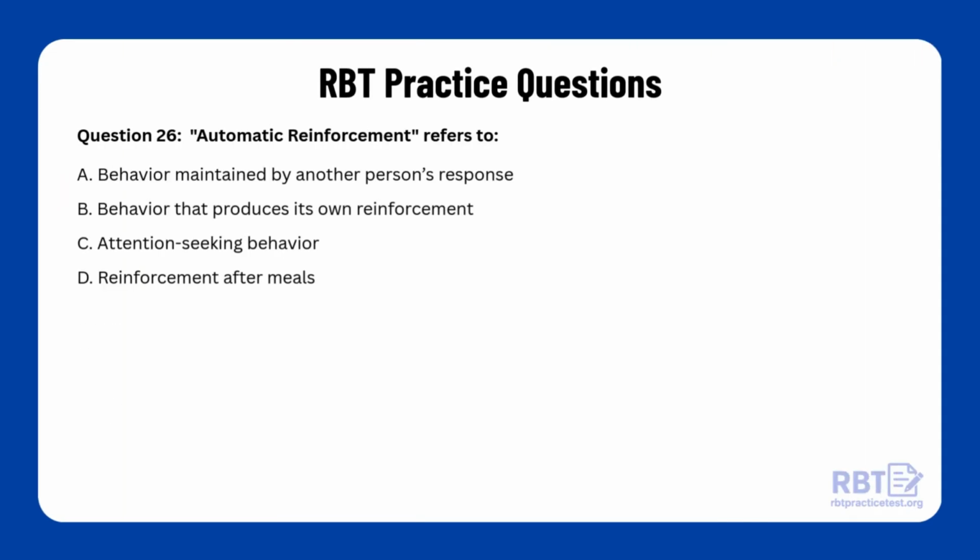Question number 26. Automatic reinforcement refers to A. Behavior maintained by another person's response. B. Behavior that produces its own reinforcement. C. Attention-seeking behavior. D. Reinforcement after meals. The correct answer is B.